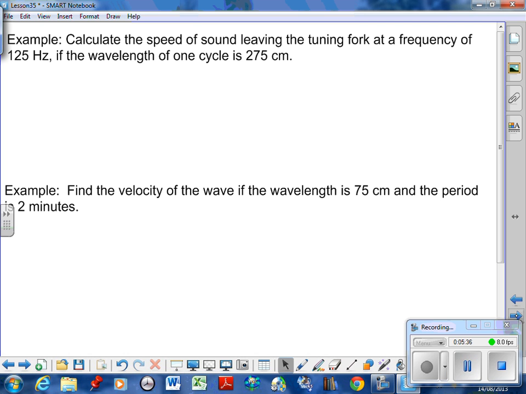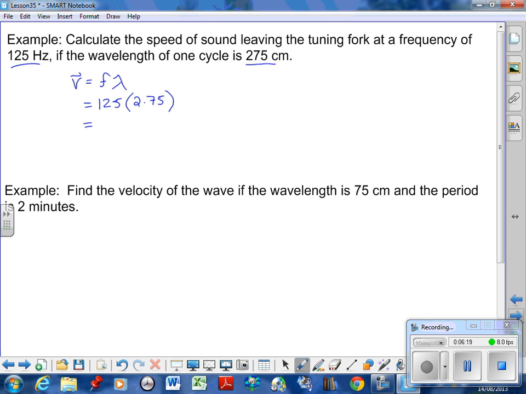So some examples with that. Calculate the speed of sound leaving a tuning fork. So a tuning fork vibrates, transfers energy, creates sound. We can measure the frequency of the tuning fork, 125 hertz, and the wavelength of one cycle is 275. So from the previous equation, we have our frequency and we have our length. So it'll be f lambda. The only thing you need to be careful of is that lambda is not in SI, it's in centimeters. So we need to make sure we convert that to 2.75 when you've got to work in SI, remember.